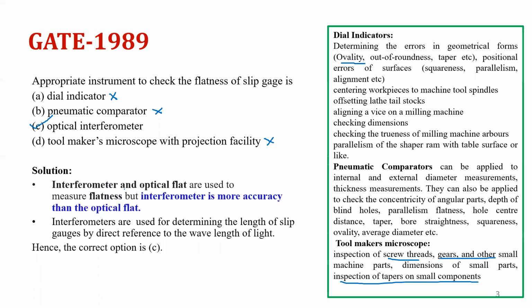So interferometer and optical flats are used for measuring the flatness of the slip gauge. But interferometer is more accurate than the optical flat. So we can also use the interferometers for determining the length of the slip gauges by direct reference to the wavelength of the light. So the correct option is optical interferometer.